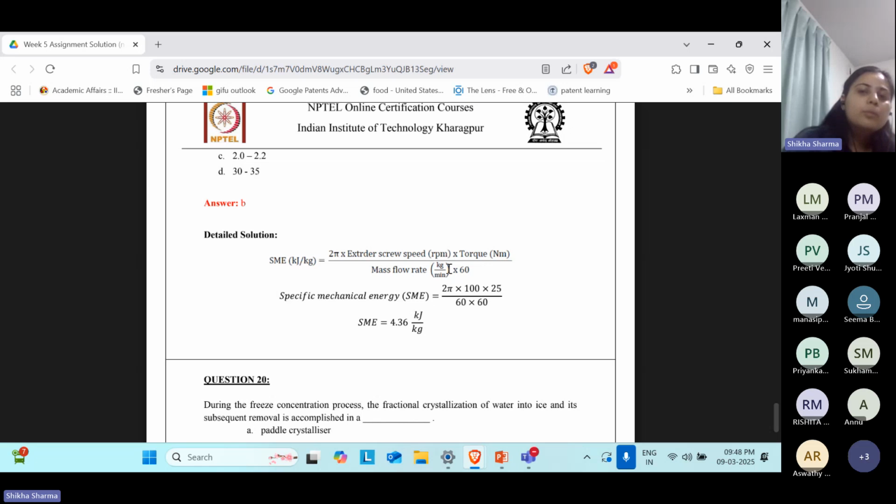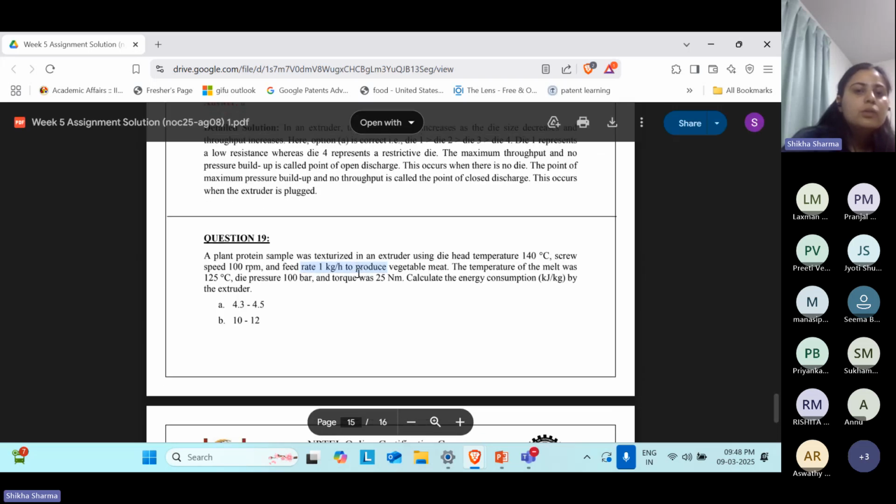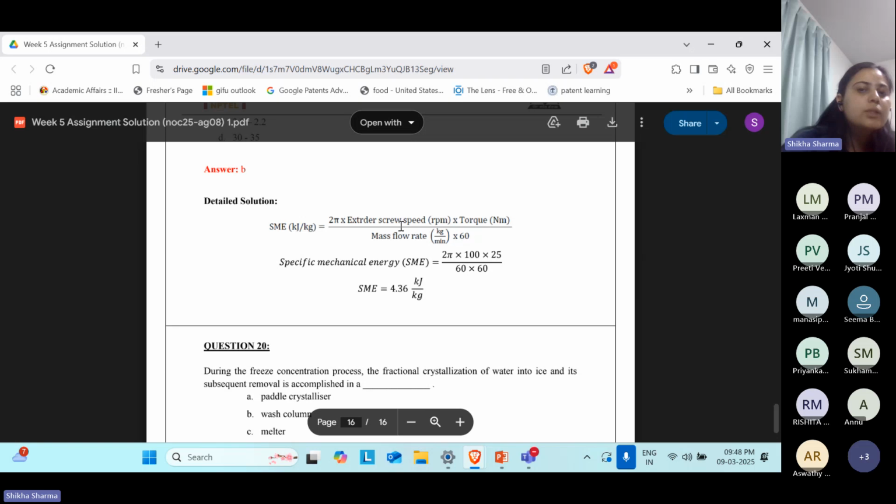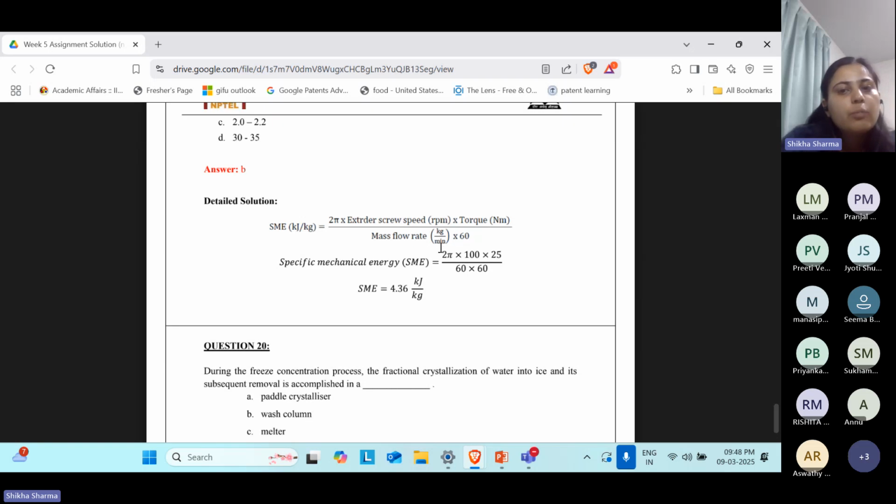But the problem is with the mass flow rate. The mass flow rate is 1 kg per hour. It's slightly a correction: it's 1 upon 60 if we take it in minutes, but because we have taken 60 here to convert into seconds, it will be 1 upon 60 into 60, which is 3600. So the value will change and the answer will not be the same. So in this question there is also a slight correction in the calculation part.